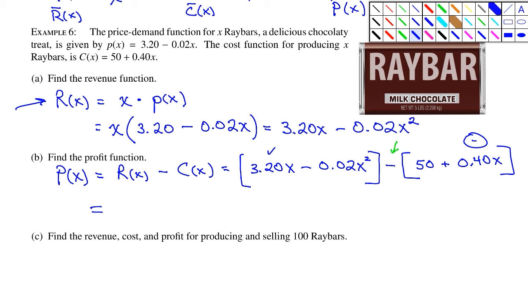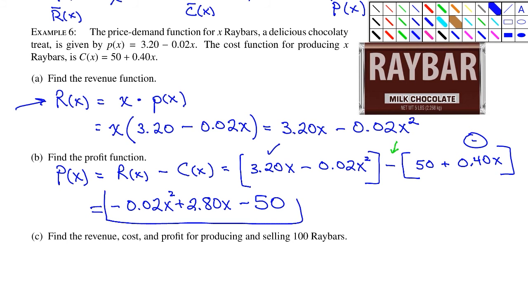We're going to add that to the 3.20x, and that's going to give me, let me write it over here, 2.8x. And then I've got my quadratic term in front here, so negative 0.02x squared. The 2.8x was positive, and then the 50 was negative because the negative distributed to it. So I like to keep my polynomials in order. X squared, then the x, then the number.